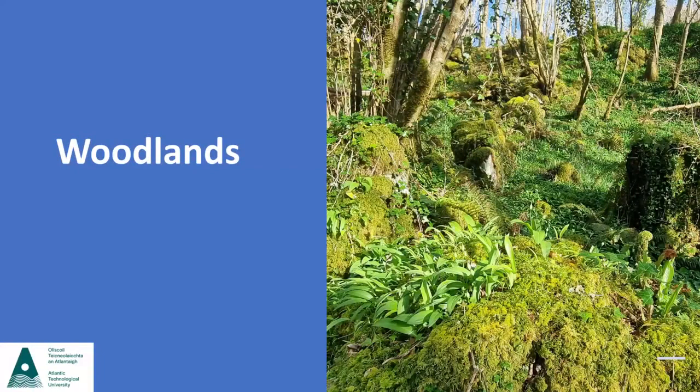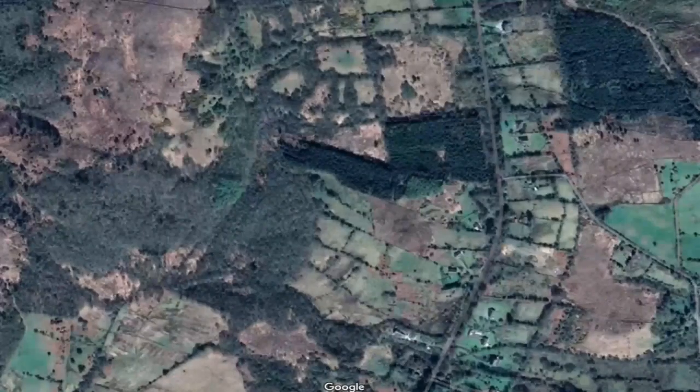So that's leaving grasslands behind. I haven't done acid grassland. We'll come back to that at some stage. But let's look at woodland. This woodland here is a semi-natural woodland. So what do I mean by that? Well, let's have a look at this landscape view.